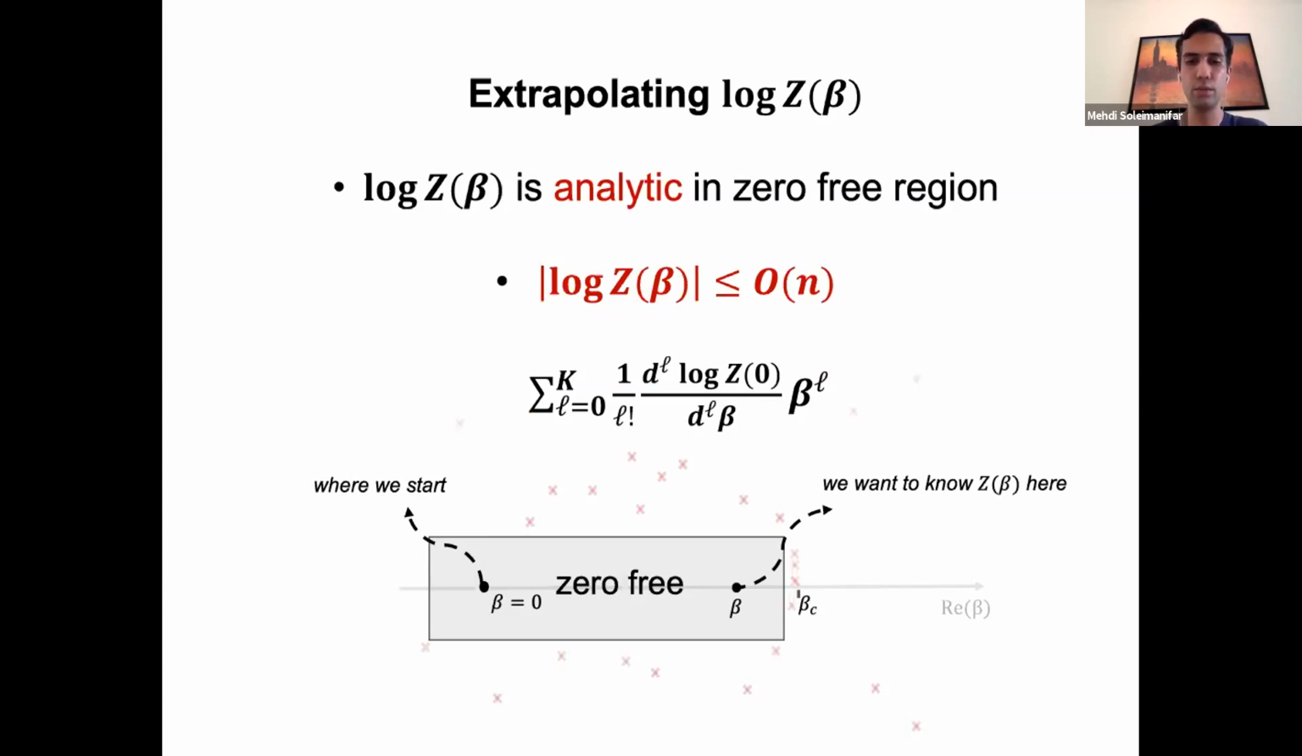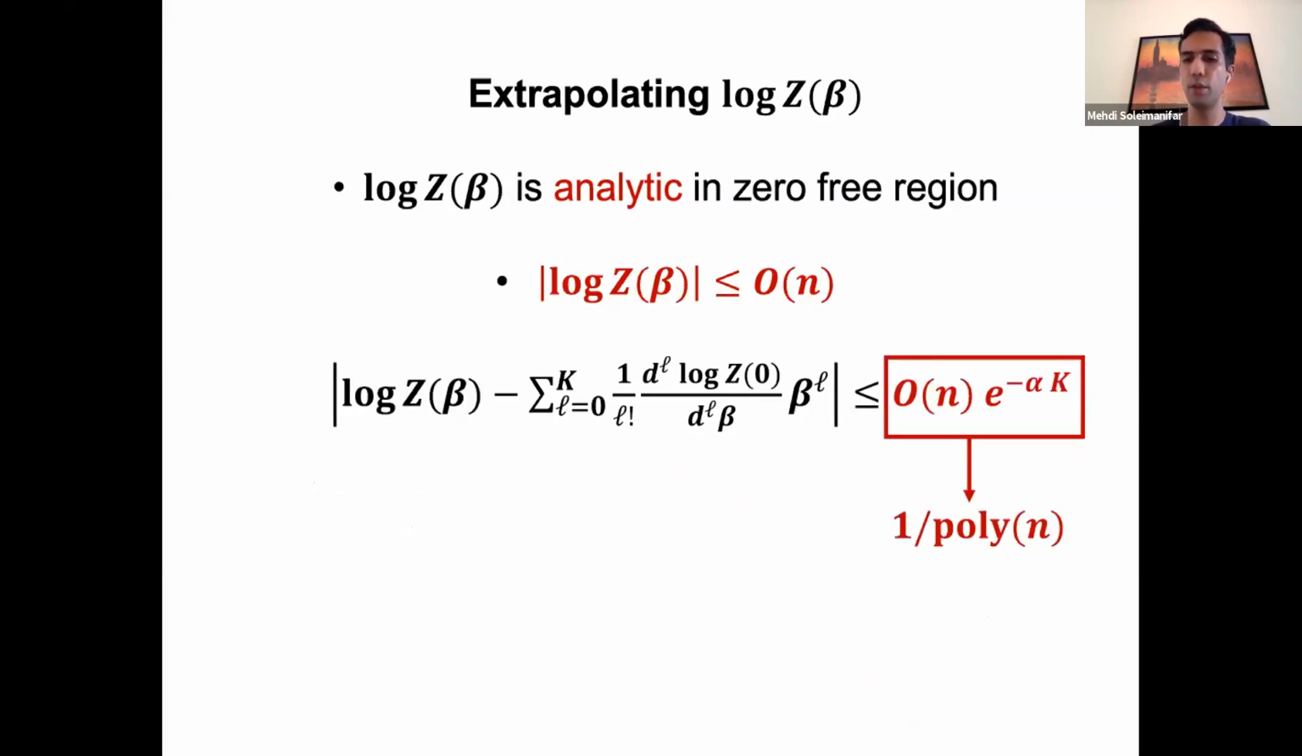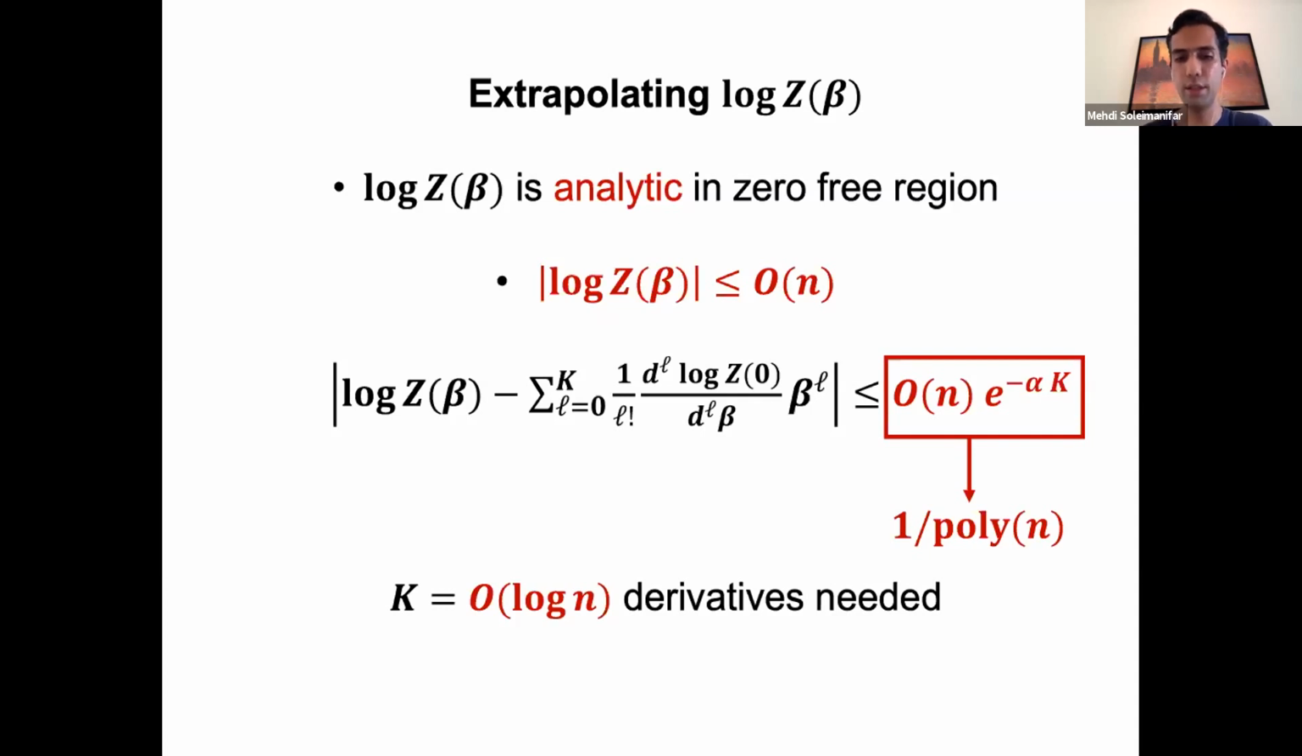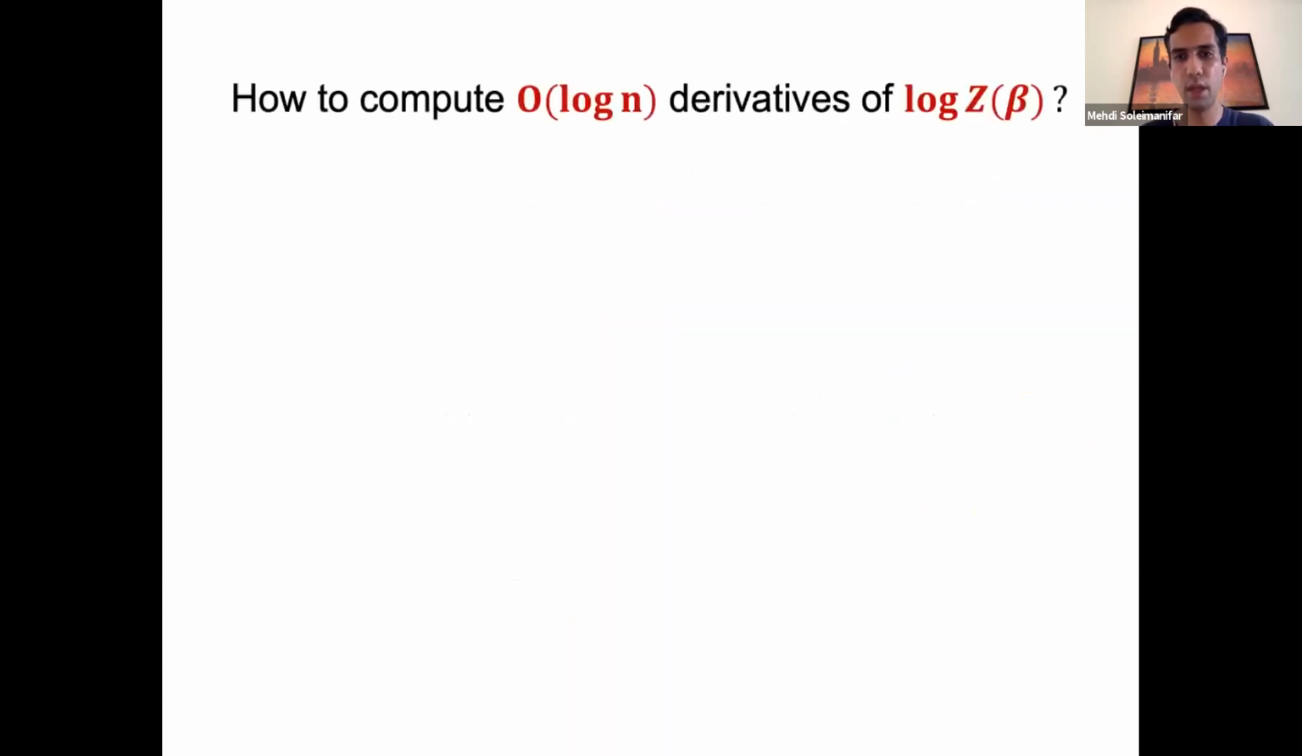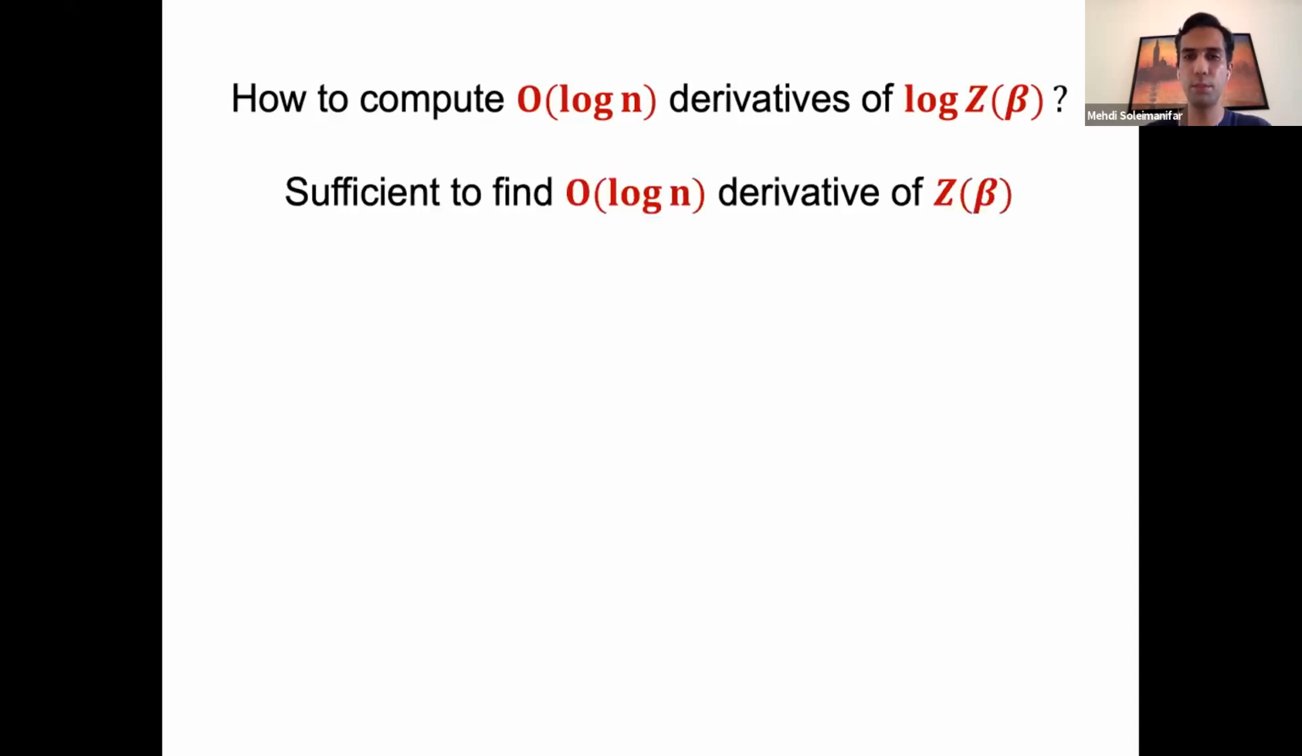You just use a truncated Taylor expansion at beta equals 0. And if you want inverse polynomial error, that means you need to only keep the first order log n terms in the expansion, which means you need to compute the order log n derivatives. So computing the derivatives of the log of the partition function can be reduced to finding the derivatives of the partition function itself. This is similar to what happens classically.